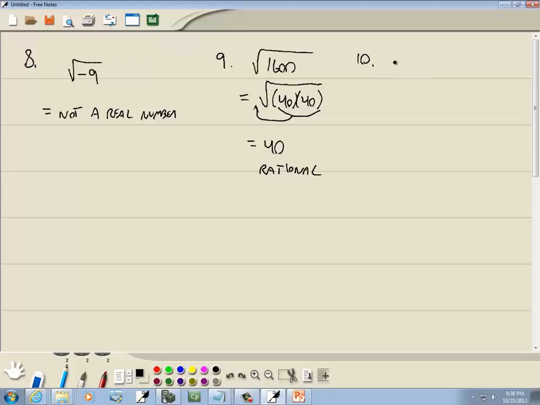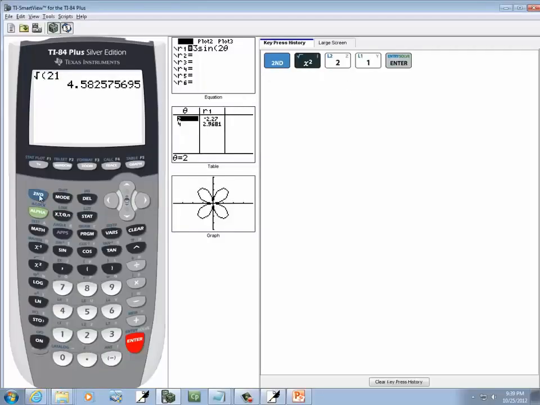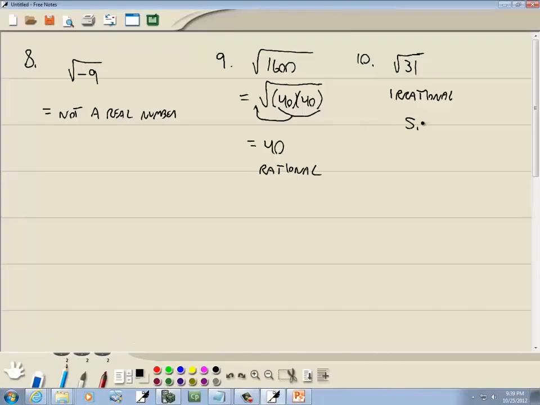And for this one, we got square root of 31. Well, I can't do a prime factorization of this. This is prime. You know, I can't rewrite it as something times something else, because with a square root, you've got to find a pair of somethings. Well, since I can't bring it out of the radical, this is a radical. It's a square root, but that's a special type of radical. Then it's irrational, and we'll put it in our calculator. So I'll do second x squared for the square root, put 31 in, and press enter. And I'll take it to 2 decimal places, 5.57 would be our answer.